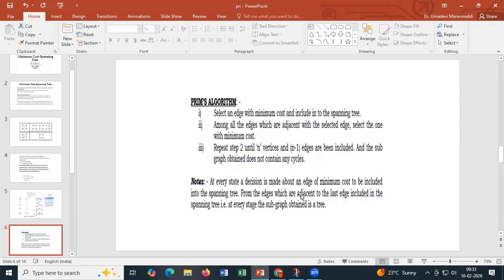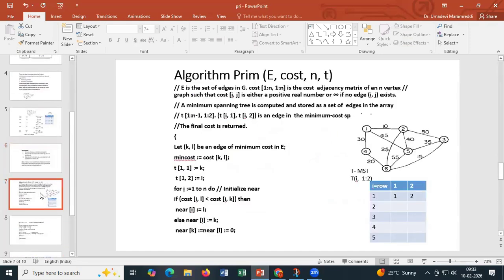So at each step you have to see it should not form a cycle. For that you have an algorithm called Prim's algorithm. So Prim's algorithm, first what is the input? Graph is given and the cost adjacency matrix. An n by n adjacency matrix is given. So if there is an edge, the cost of the edge is represented.